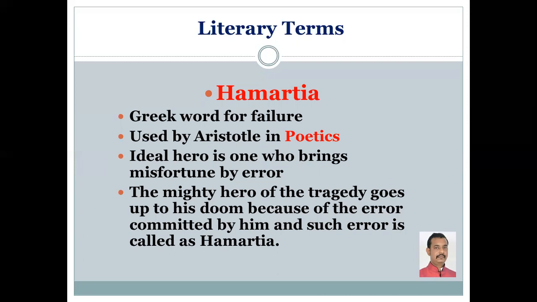Aristotle shows that the ideal tragic hero is one whose misfortune is caused not by vices but by some error or mistake committed by that hero or the heroine of the tragedy. The mighty hero or the central character of the tragedy goes up to his doom because of the error committed by him, and such error is called hamartia.